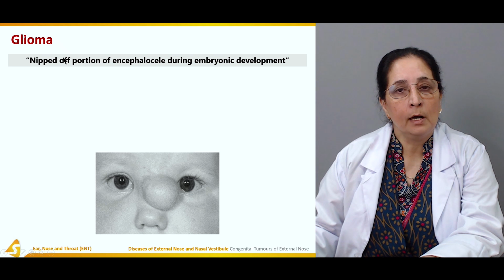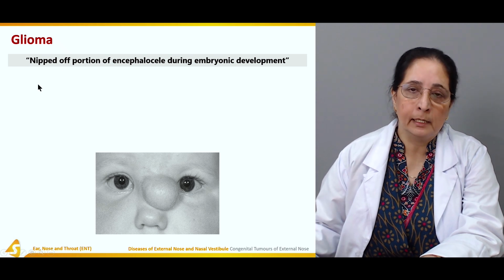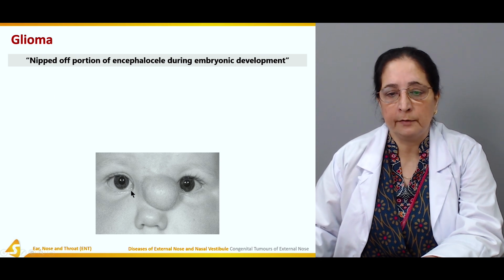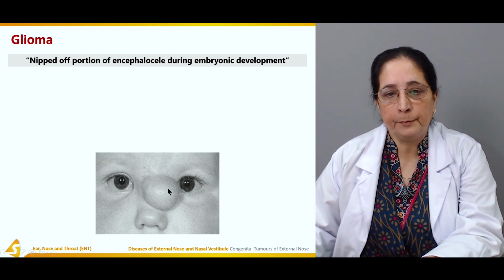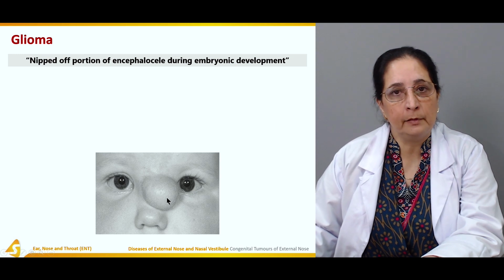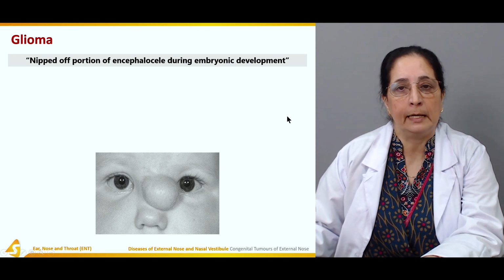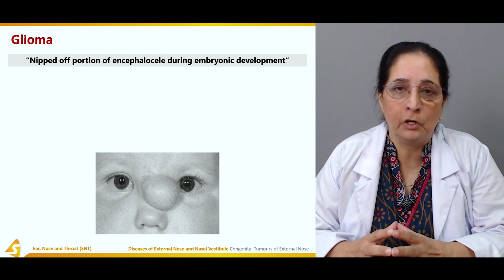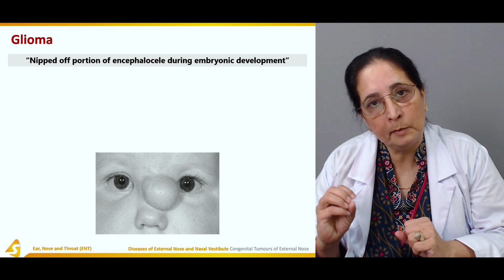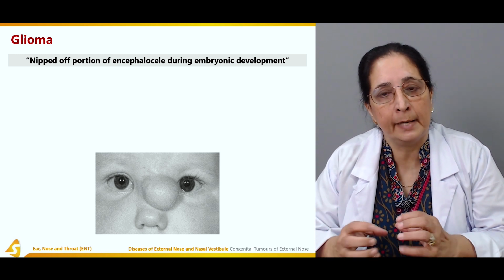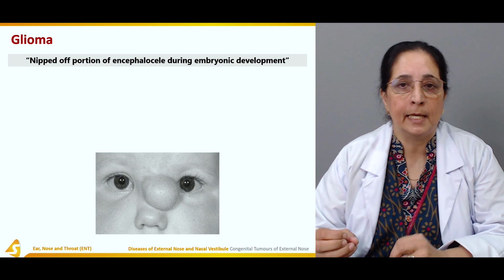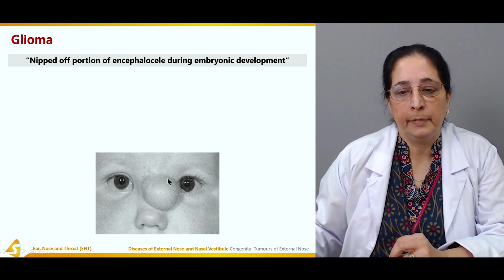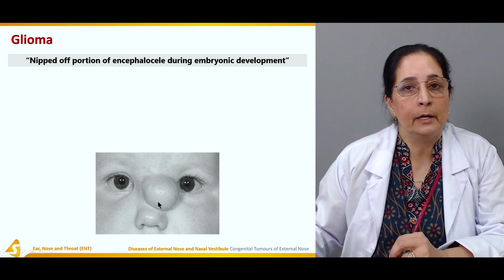Next, the glioma. Glioma is another congenital tumor of the external nose. If you see, this is a nipped off portion of encephalocele during embryonic development. Here, if there is encephalocele or herniation of the brain tissue, a small portion during embryonic development is nipped off from the encephalocele and forms glioma. And this is the big swelling known as the glioma.